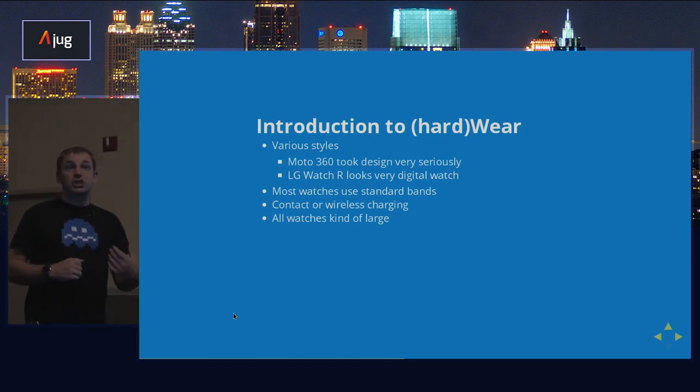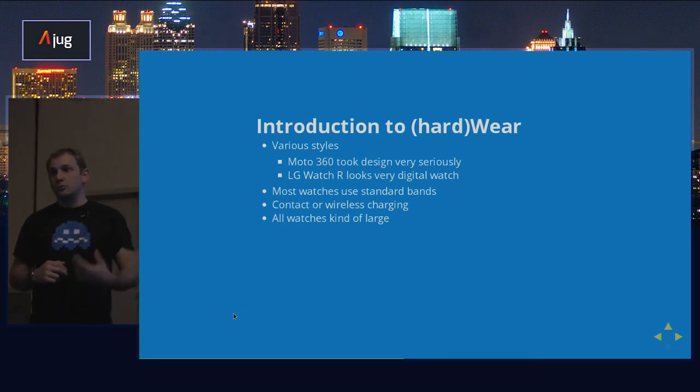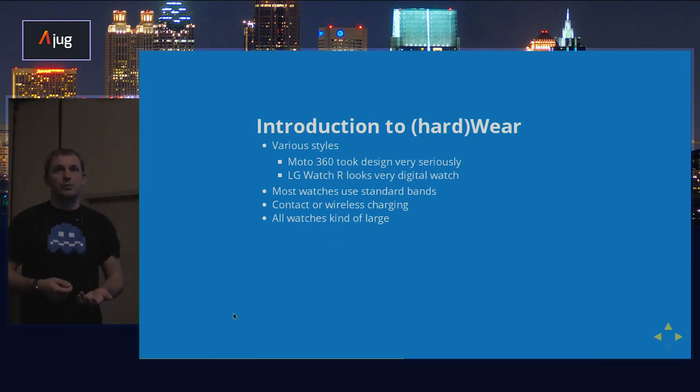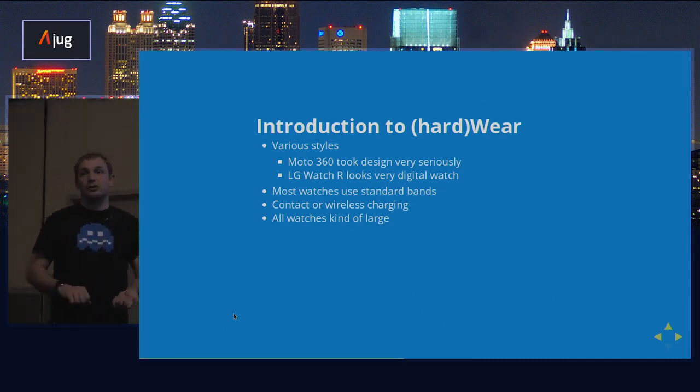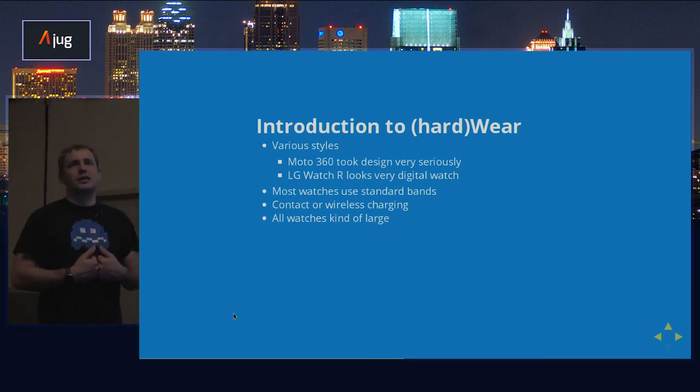Most watches use standard watch bands that you can replace with any other watch band on the market. They usually have contactless or sealed charging, so you don't plug a micro USB port in, you put it in a special adapter. Some of them even have wireless charging, like the Moto 360, which uses Qi wireless charging, which is a wireless standard, so you can get a charger for it for about $5.